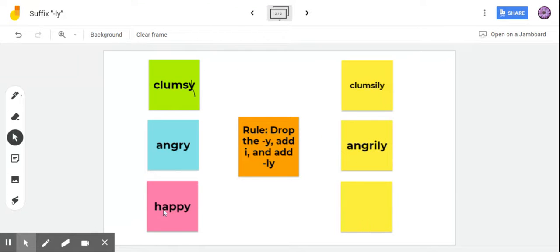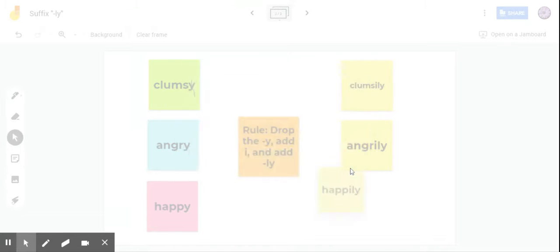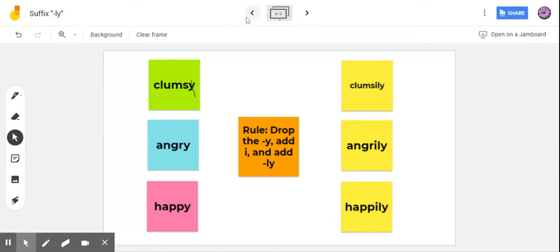Let's see if you can do this last one on your own. Happy. She was happy when she left school. Or if I wanted to change it and add the suffix ly, how did I walk out of the school? I happily pranced outside into my mom's car after school. How would I use that word? Let's see if you can do it. You drop the Y. Good. You add an I, and you add ly. So that's just a good tip for you to know.